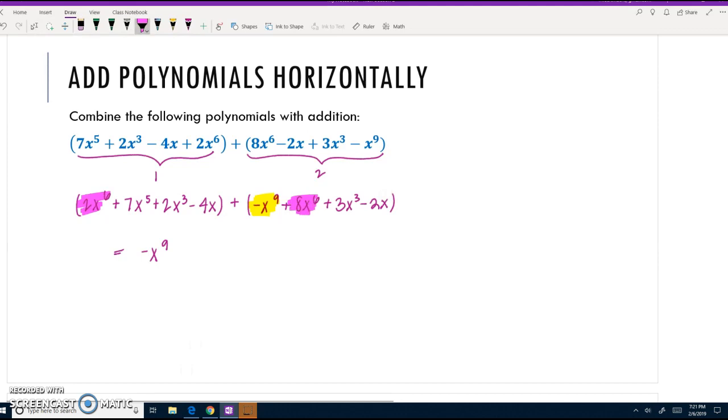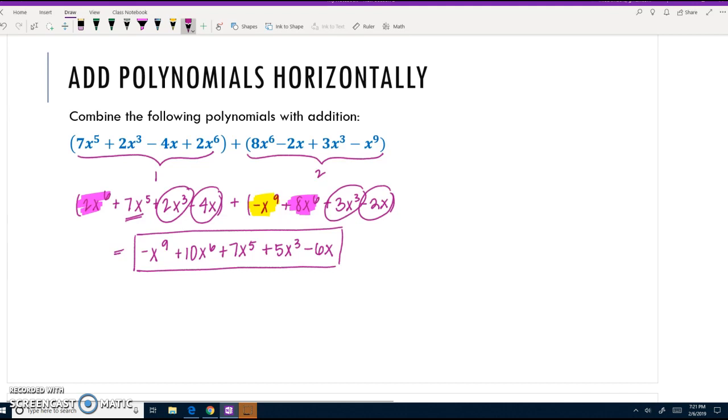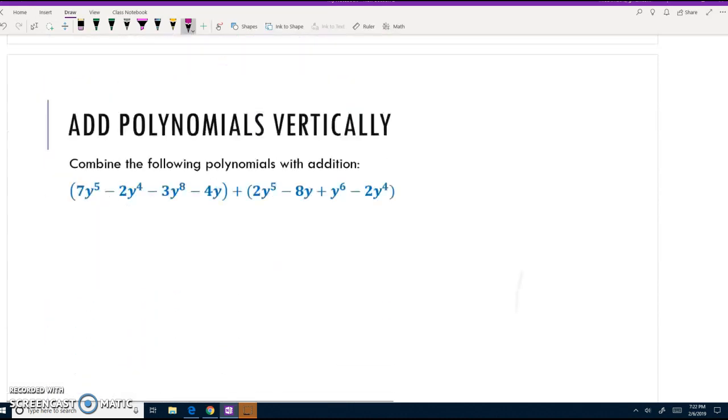Then if we go to match our exponents, are these x to the 6th terms. So we have a 2x to the 6th and an 8x to the 6th. Those we can combine together to get a 10x to the 6th. Then if you take a look over here, this polynomial has an x to the 5th, but the other one doesn't. So that one just needs to come down here. Then we have a 2x cubed and a 3x cubed. So that is going to be a 5x cubed. And then we have a negative 4x and a negative 2x. If I add those together, I'm going to end up with a negative 6x. So I'm just going to go ahead and box this up. That's my final polynomial added together. Pretty straightforward. I'm just looking for combining like terms in these operations.